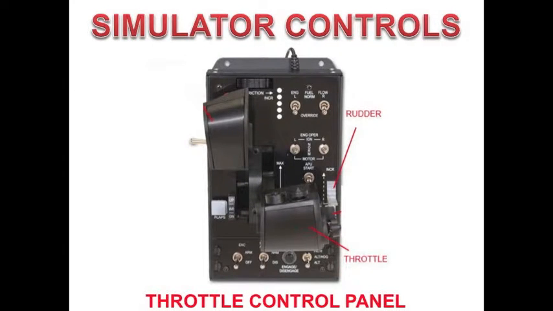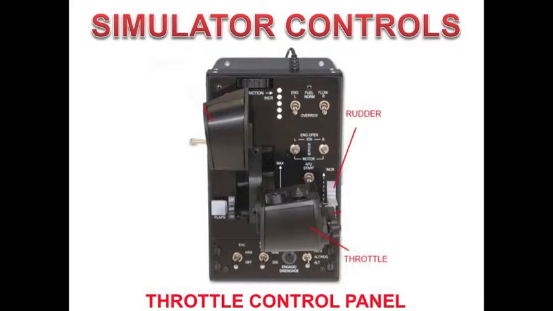Let's take a look at the simulator controls at the Patriots Point Flight Academy. When you are in the cockpit, in the role of a pilot, directly to the left-hand side you will see the throttle control panel. There are two pertinent controls on this control panel. The throttle, which is the large knob at the center of the control panel, controls your thrust.